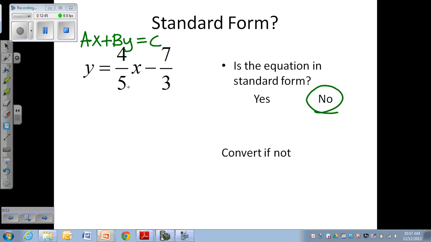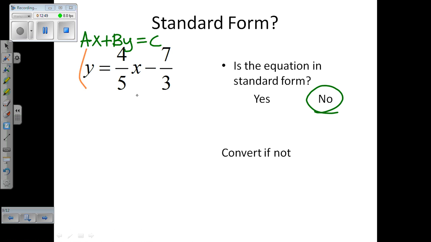Well, one has a denominator of 5, the other has a denominator of 3. If I want to wipe out both of those at once, just like we did with equation solving, I can multiply by the least common denominator, which is 15. I have to remember to multiply everything by 15. So 15y equals 15 times 4/5 is 12. And 15 times 7/3 is 35.